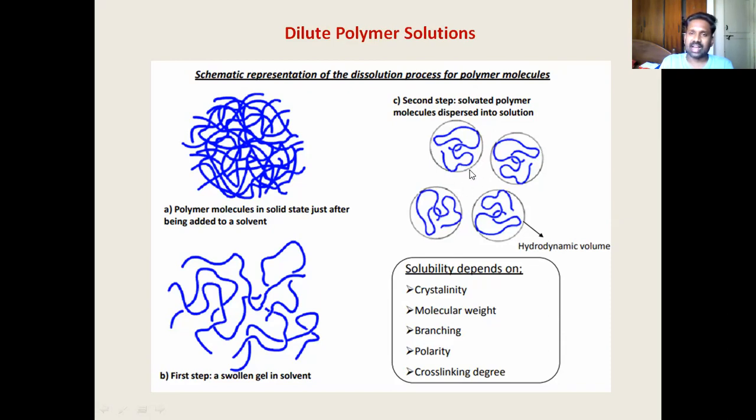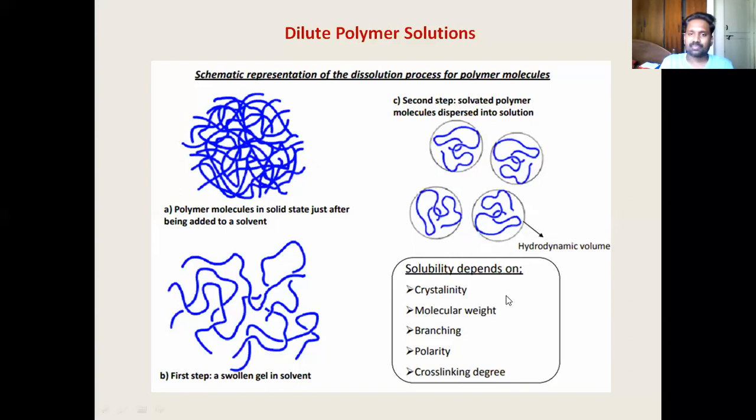So what is the difference now? The solution does not contain individual molecules of the solute. Instead, it contains swollen aggregates of the solute. And this is referred to as hydrodynamic volume. Now, the hydrodynamic volume term is important to us because the viscosity is a function of hydrodynamic volume. Okay, we'll come to this point later.